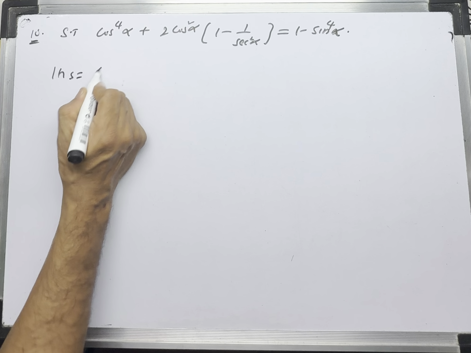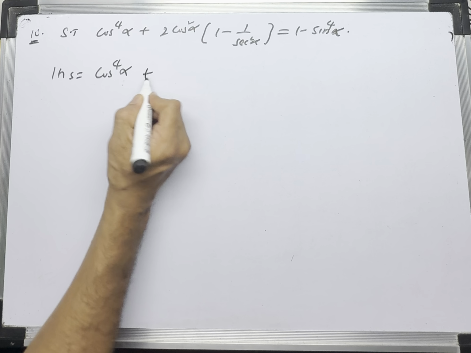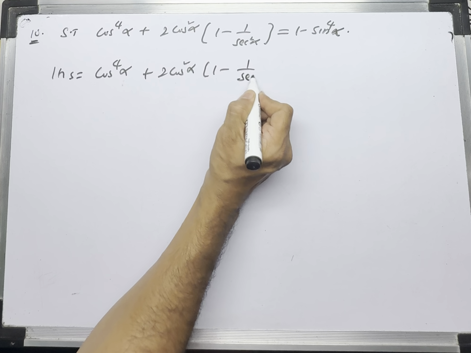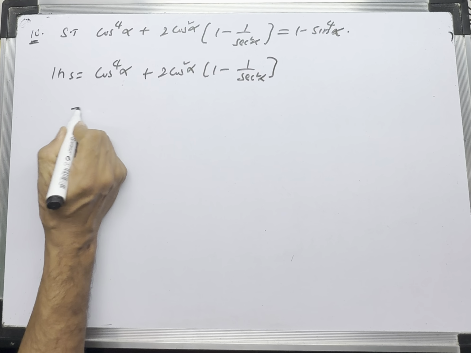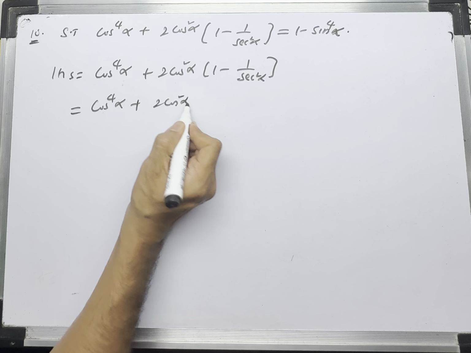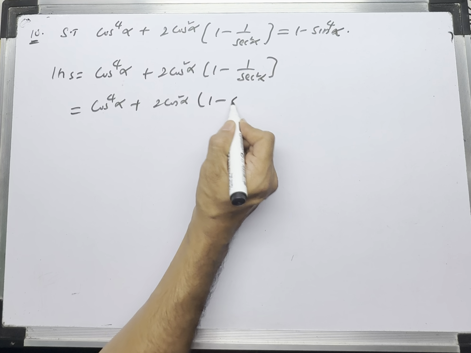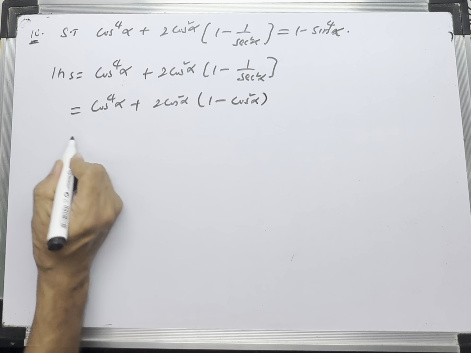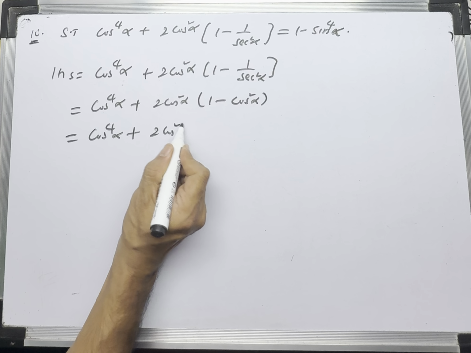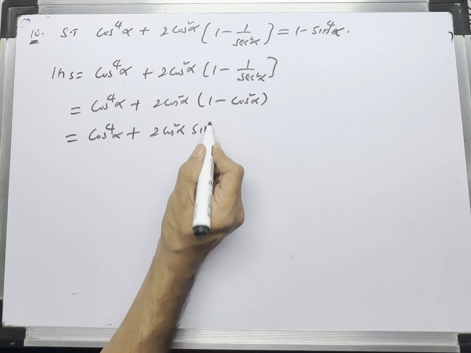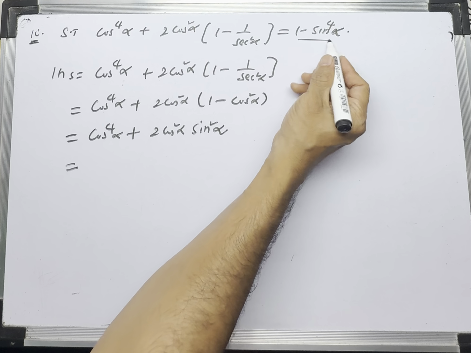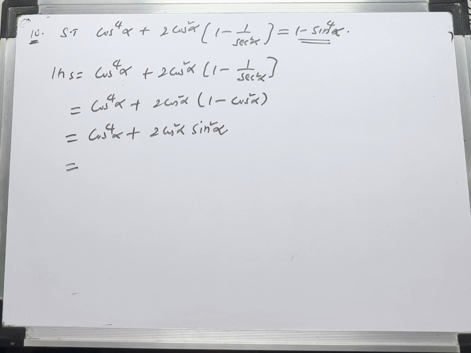LHS. We have to consider cos power 4 alpha, 2 cos square alpha, 1 minus 1 by secant square alpha. Now we are using basic formulas of trigonometry here. 1 by secant is how much? 1 by secant is cos. It is having a square, cos square. Then we will write cos power 4 alpha, 2 cos square alpha, 1 minus cos square is how much? Sin square. Now we have to check which value we need in the answer.